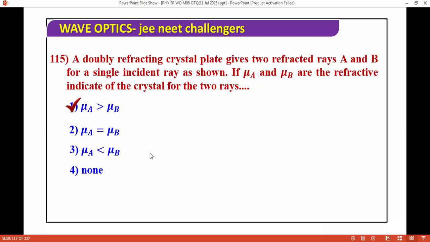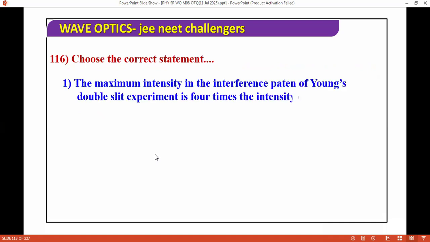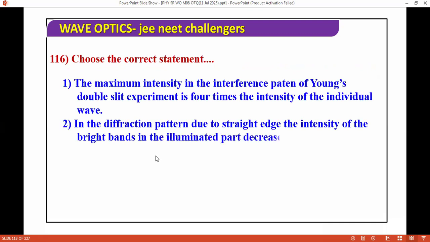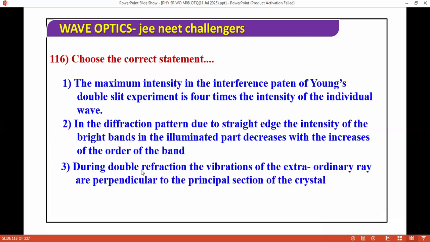Next question. Choose the correct statement. The maximum intensity in the interference pattern of Young's double slit experiment is four times the intensity of individual waves. In the diffraction pattern due to a straight edge, the intensity of bright bands in the illuminated part decreases with the increase of the order of band. And during double refraction, the vibrations of extraordinary rays are perpendicular to the principal section of the crystal, and light waves can be polarized because they are longitudinal.